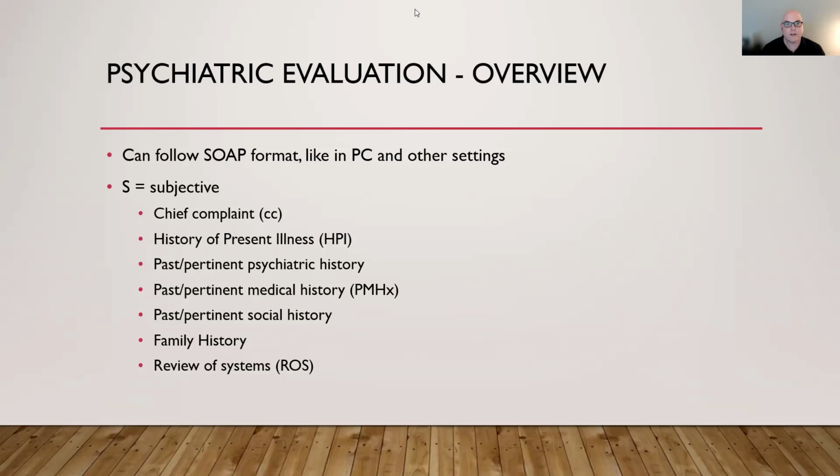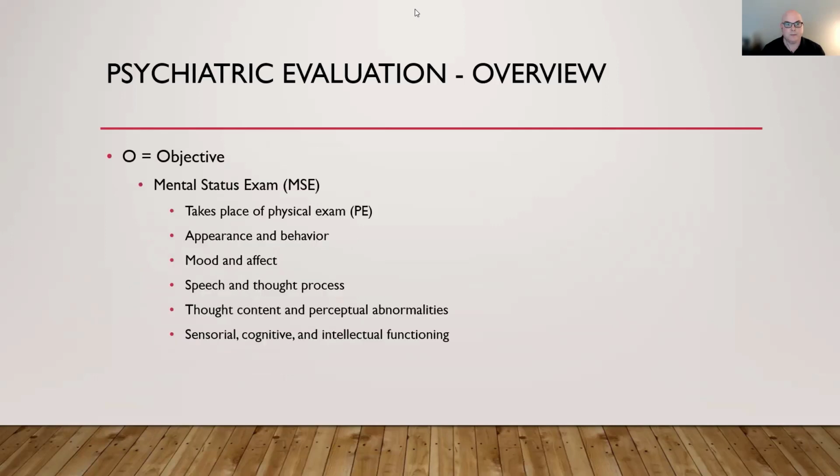So this is subjective, objective, assessment, and plan. This is universal across different settings. It's commonly understood. It's commonly recognized. You'll see this often. So it's just a good system to learn. So what is the S? The subjective is comprised of the chief complaint, the history of present illness, the past and pertinent psychiatric history, the past and pertinent medical history, the past and pertinent social history, the family history, and the review of systems.